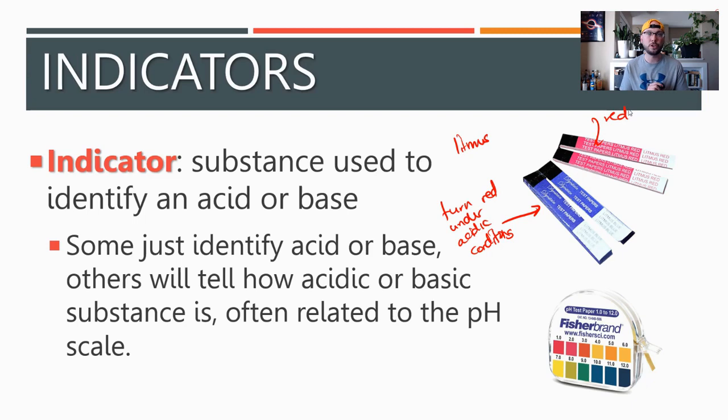Okay, these aren't super useful in most processes because they just tell us whether something is acidic or basic, but they don't tell us how strong they are. So for example, we know that lemons are acidic, but sulfuric acid, the stuff found in batteries, is much more acidic. But you put blue litmus paper into it and it'll turn red, but it doesn't give us some indication of how strong it is.